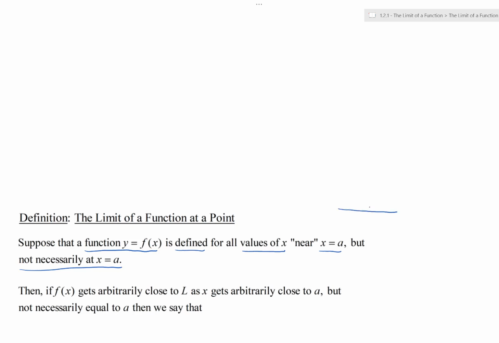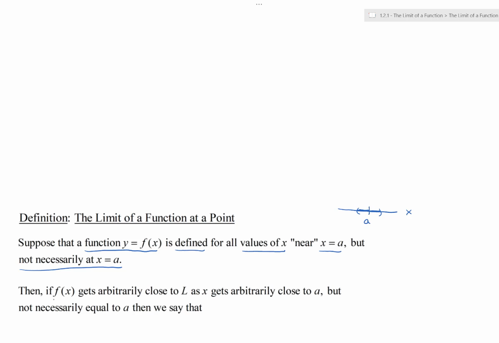So if you think, here is a, and these are all these different values of x, then what we're really saying is go close by on both sides of a, as long as we are defined nearby, but not necessarily at a. That's what we need in order for us to talk about a limit. Okay, so that's the first setup. We've got the function defined for values of x near a, but not necessarily at a. If it is defined at a, that's also okay.